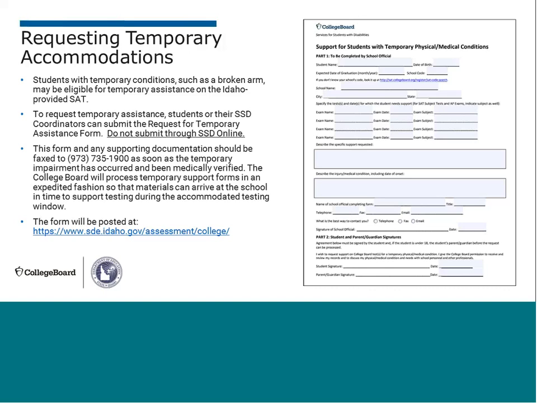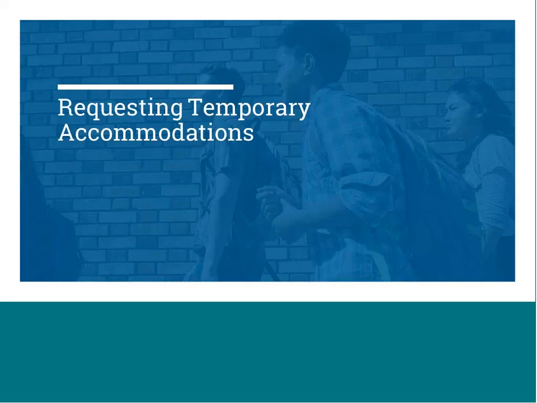There is a form located on, we will be posting it on the SDE website, that you can fill out. It will ask you for specific information about the student's situation, and we would then provide an approval for one-time use only. So the student would be approved, for example, for a scribe for the April testing. That doesn't mean that they will get a scribe for all their other testing. It's for that one administration.